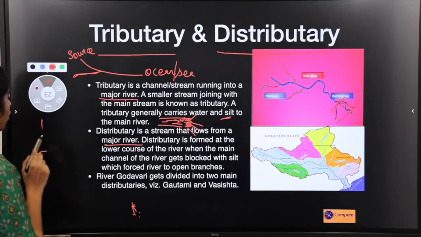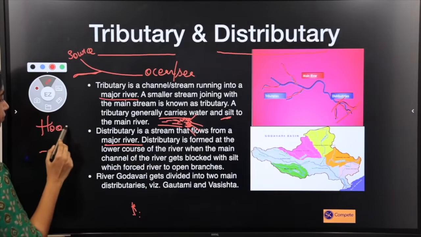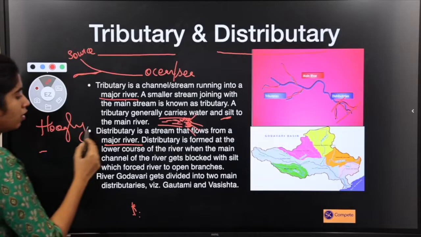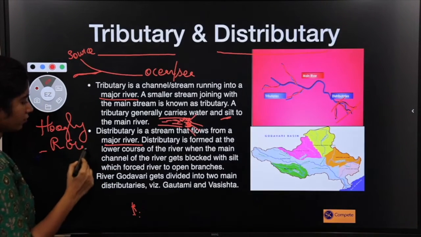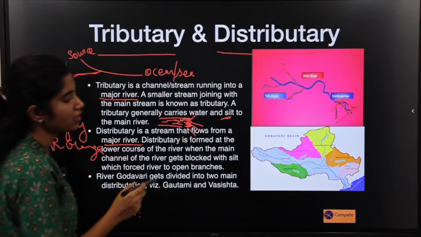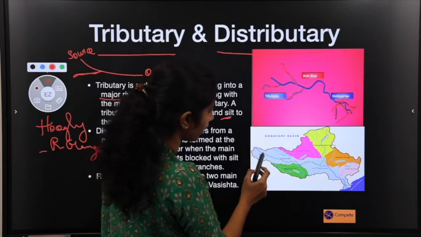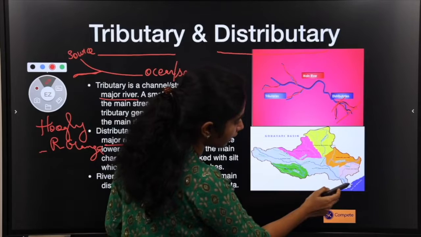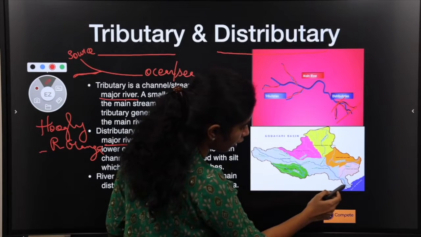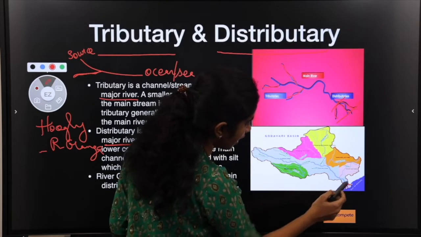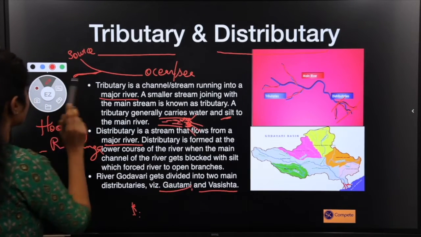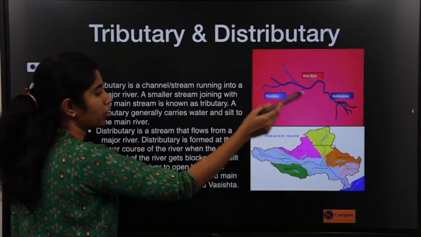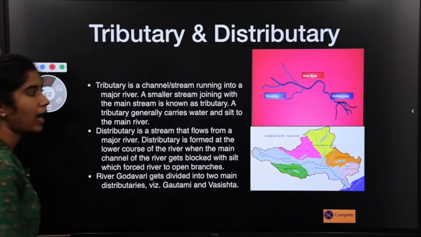One such example is that the Hooghly River is a distributary of River Ganga. As you see, this is the Godavari River. Here, before emptying into the Bay of Bengal, you can see the distributaries, that is Gautami and Vashishta. So this is the basic terminology regarding rivers.